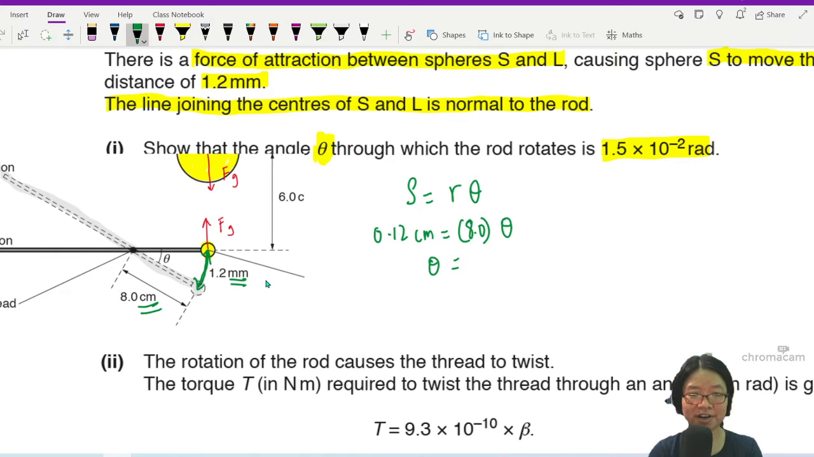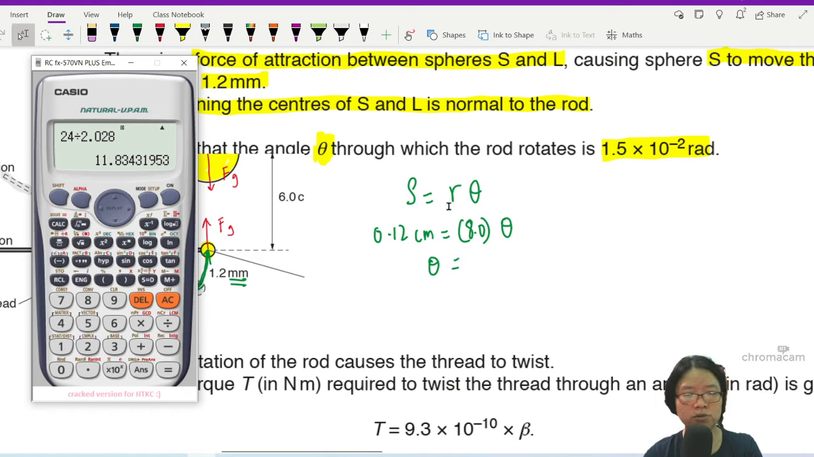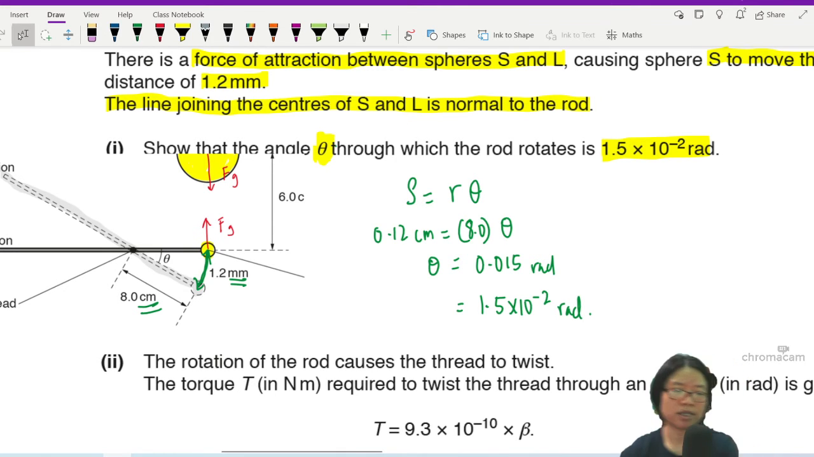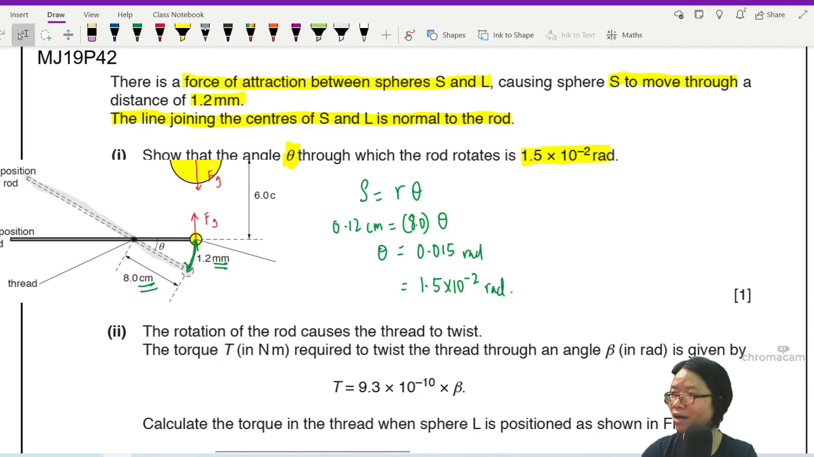Right, and now I can find theta. You will also know your answer is wrong when you press your calculator and you cannot get a long answer. Divide by 8. Ta-da! So 0.015 radian, or you move the decimal point 2 places and you get 1.5 times 10 to the power of -2 radian. This is once again a do or die question. It's 1 mark. So to get the mark, I need to see this substitution here. This part is your A1.